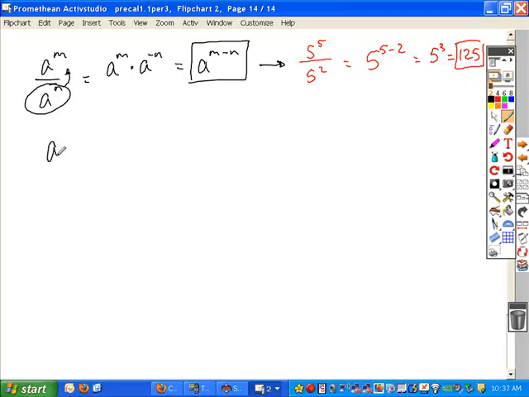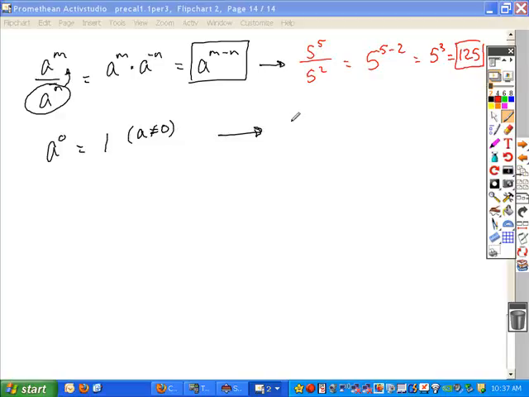All right, the next rule is a power of 0. Anytime you take a number to the power of 0, it's equal to 1. The exception, or the rule, is that a cannot equal 0. So as long as a is some number other than 0, when you take that base to the power of 0, you're going to get a value of 1. So if you look at something like this, 7 to the 0 gives you a value of 1. What about negative 7 to the 0? Would this be 1 or negative 1?